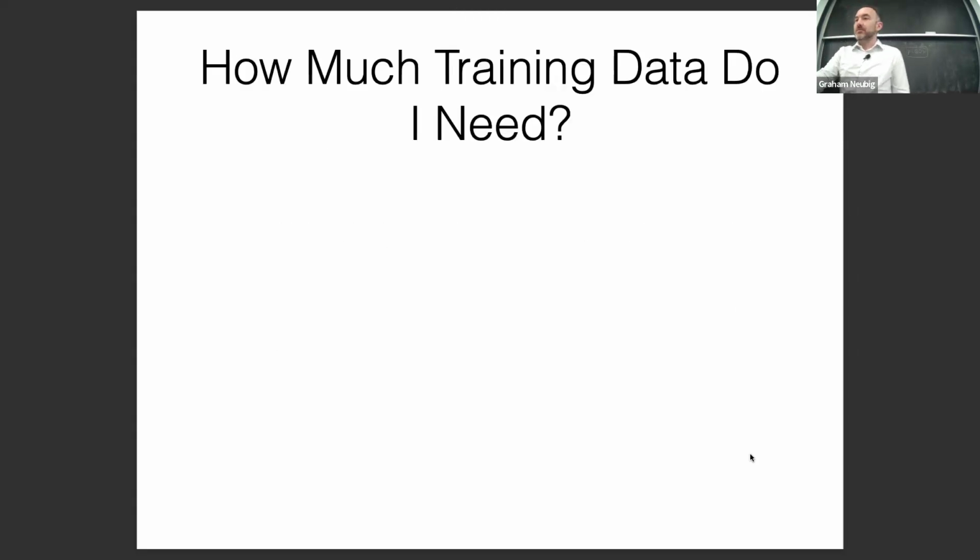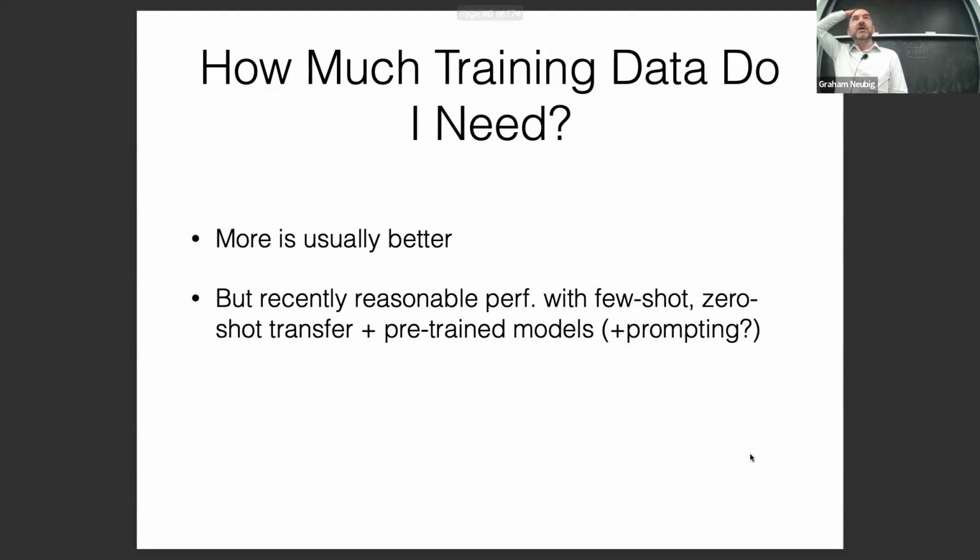Okay, next. How much training data do I need? So in general, more is usually better if you're fine-tuning a model. So I can't tell you that you don't need to make more data, because probably you do if you're not happy with your performance. But recently, you can get very reasonable performance with few-shot or zero-shot or pre-trained models and prompting. And because of this, in some cases, maybe the answer is 0. Maybe you don't need any training data and you could just use a zero-shot prompted model.